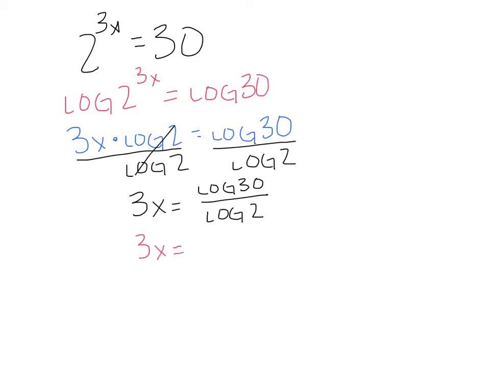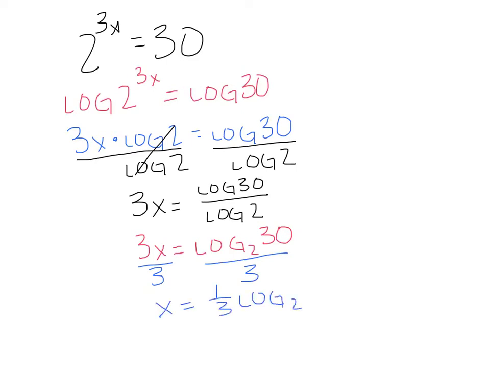Using the change base rule, I can say that this is the log base 2 of 30. And now I can divide both sides of the equation by 3. So I can say that x equals 1/3 times the log base 2 of 30. I could say the log base 2 of 30 divided by 3 as well. I just think it looks nicer with that nice little 1/3 in front.